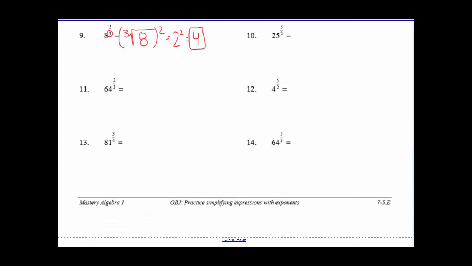Jumping down all the way to the bottom of the page, I have 64 to the 5/3 power. So I'm going to look at my denominator first. That 3 is going to become the index on my root. So I'm going to have the 3rd root of 64 and then take that to the 5th power. The 3rd root of 64 should get me 4. So I'm going to have 4 to the 5th. Multiplying that out, 4 times 4, 5 times, gets me 1,024. Go ahead and hit pause and try the rest of the questions on this page on your own, and then check back your answers.